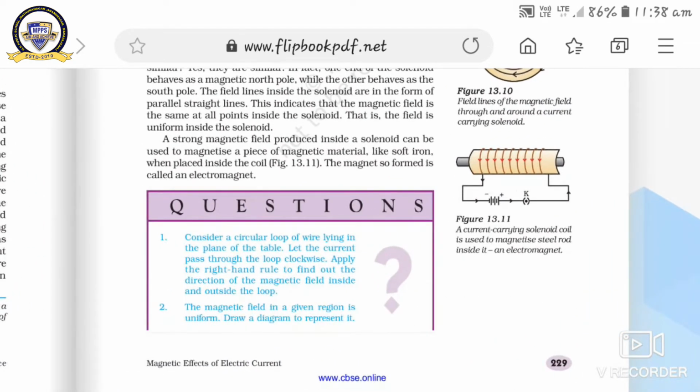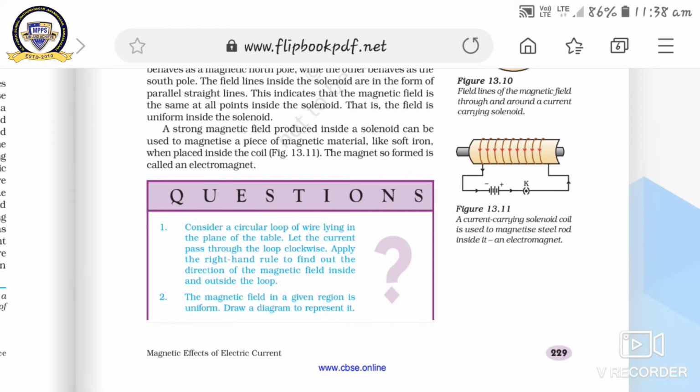First question is given. Consider a circular loop of wire lying in the plane of the table. Let the current pass through the loop clockwise. Apply the right hand rule to find out the direction of the magnetic field inside and outside the loop. This is an important question and you can solve it with the help of the right hand thumb rule. By using the right hand thumb rule, you can easily demonstrate the direction of the magnetic field.